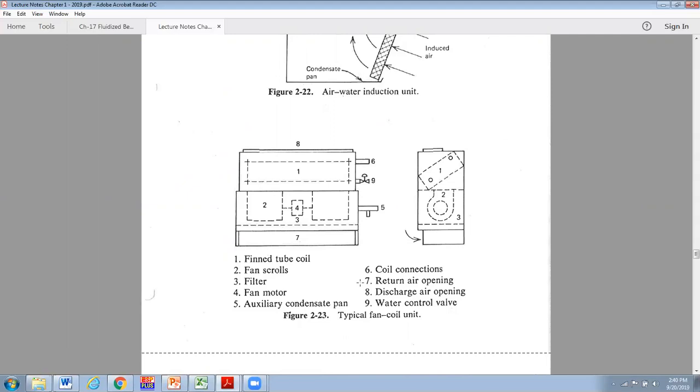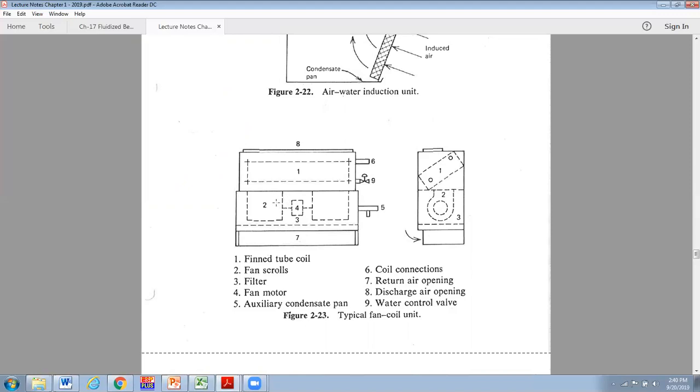And so let's see, what do we have here? The return air comes in the bottom at 7. So this is 7 here. So it's like the unit vent. And let's see where we show the filter on this thing. Filter 3, yeah, then we've got a filter laying in the bottom of this. So the return air comes in here, goes across the filter.